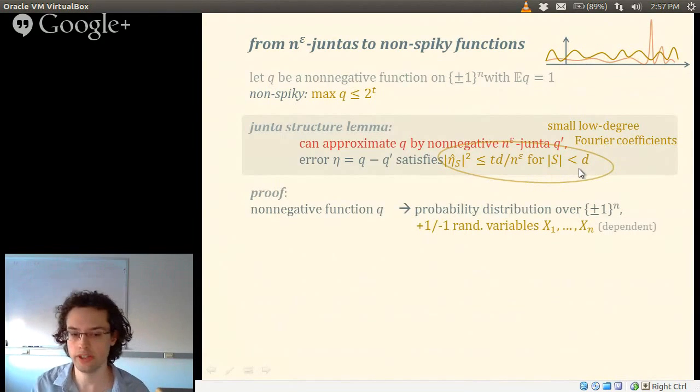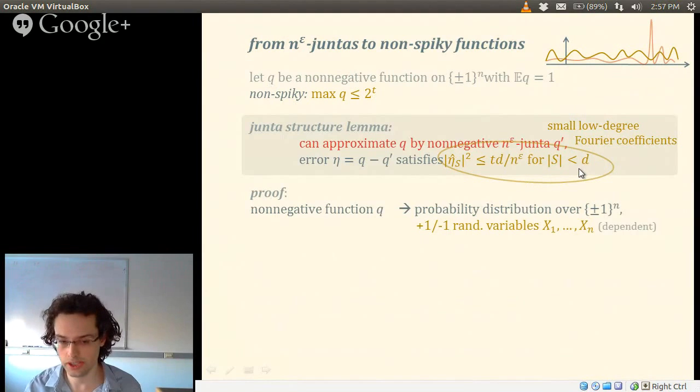If you have a non-negative function on the hypercube, you can associate in a natural way a probability distribution over the hypercube. Just pick a point on the hypercube with probability proportional to the value of the function. Now you have a probability distribution over the hypercube that corresponds to the non-negative function. Another way of looking at this distribution is that you have random variables x1 up to xn. Each of the variables is plus 1, minus 1 valued, and they are dependent on each other. These are the random variables that you see if you pick a random point on the hypercube according to this distribution.